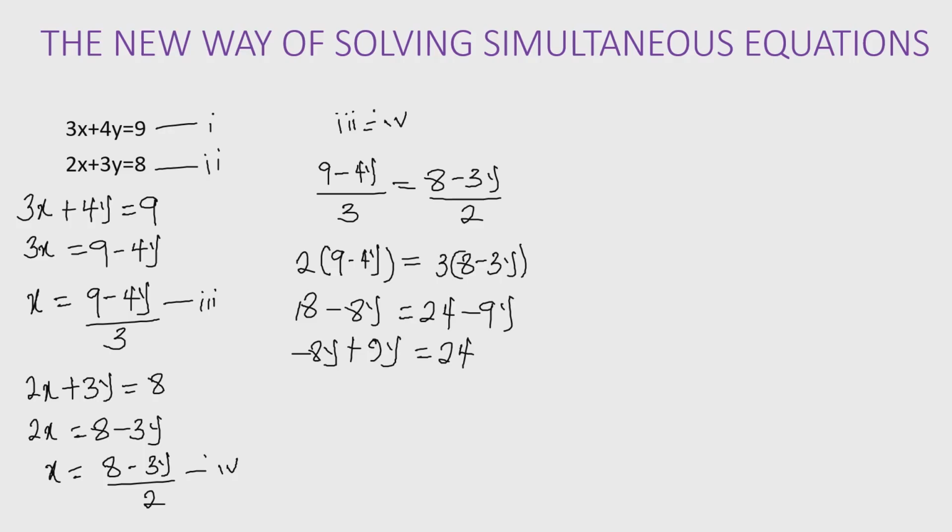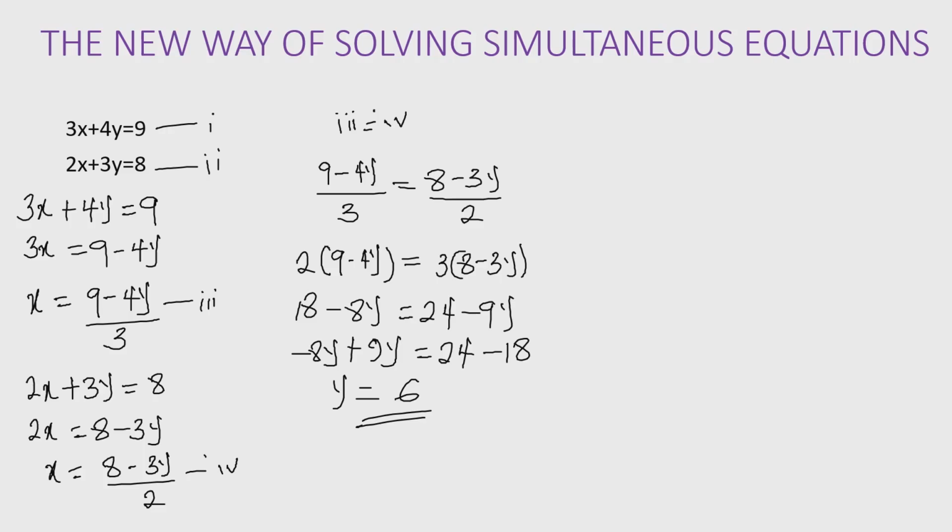Then this 18 will come to this side as what? As minus 18. Then minus 8y plus 9y is what? It is y, just like saying 9 minus 8, which is 1. Then you have your y. Then 24 minus 18 will give you 6. So therefore your y is what? Is 6. So let's look for the value of x.